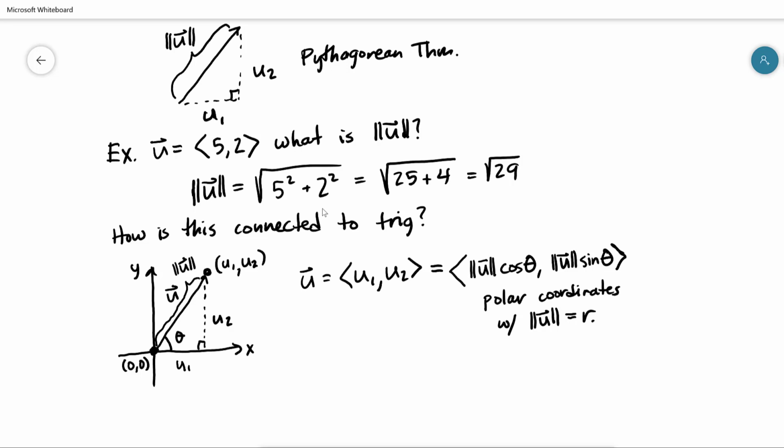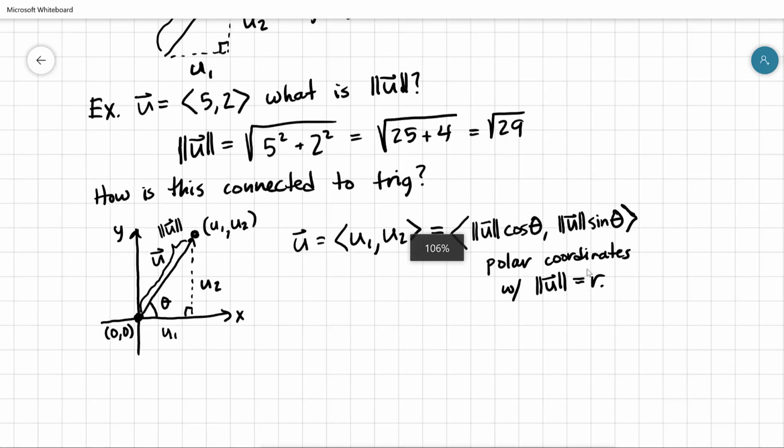So that's the idea. We're going to be able to talk about vectors and the components of vectors in terms of sine and cosine, and this will be useful down the line. We'll see some examples in just a minute where we use that angle.